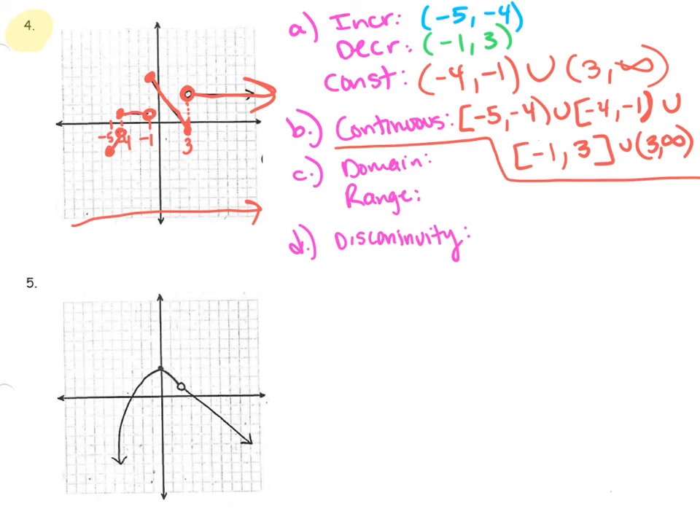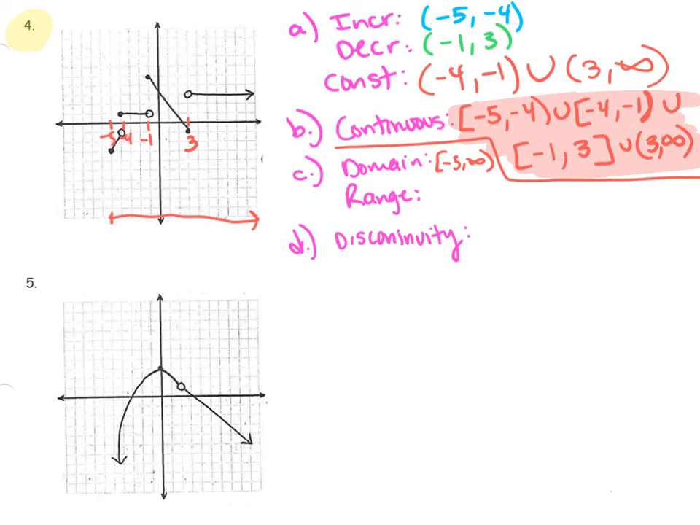Okay? And then the domain, well, let me erase everything here. So we had negative 5, negative 4, this was negative 1 and 3. Now, the domain is actually from negative 5 to infinity. So negative 5 to infinity. The reason why the domain doesn't have all these unions is because the continuity is talking about the intervals where it's continuous. The domain covers all numbers from negative 5 to infinity.